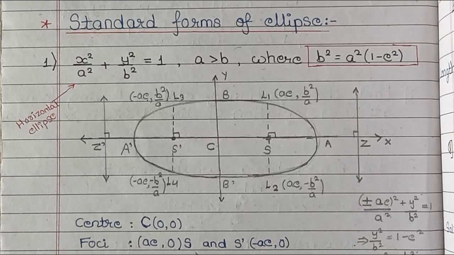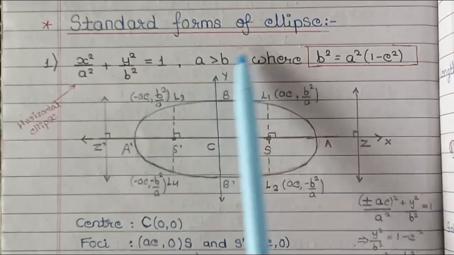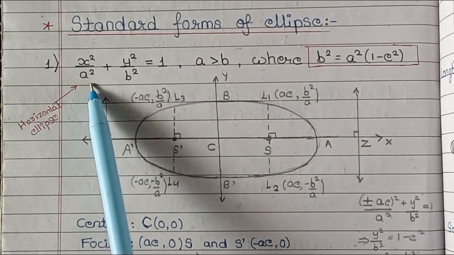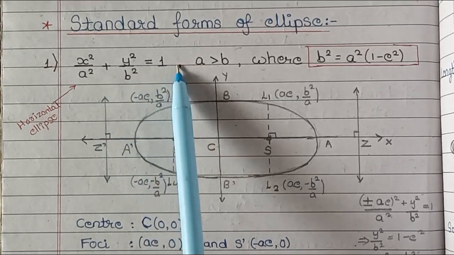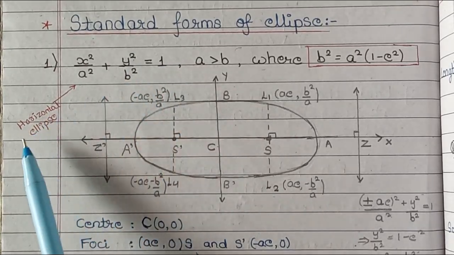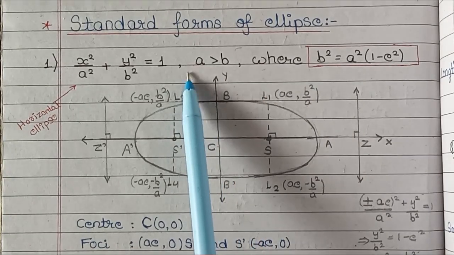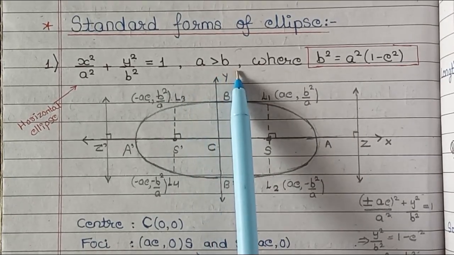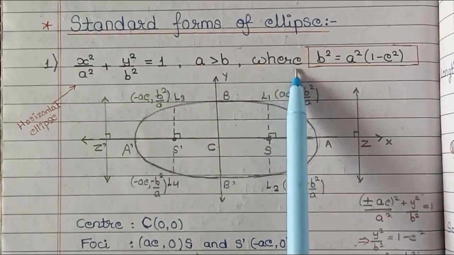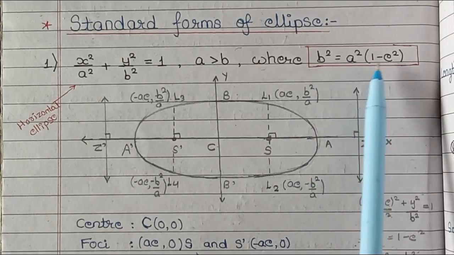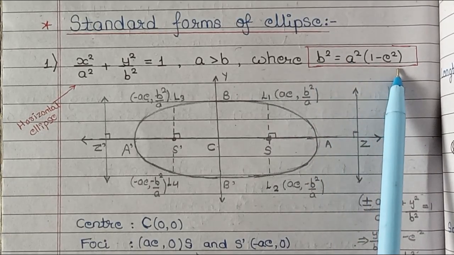Today we will be starting with the next topic of our chapter, ellipse, which is the standard forms of ellipse. So first is x square by a square plus y square by b square is equal to 1. This is known as a horizontal ellipse because the value of a is greater than b, and we can say b square is equal to a square in bracket 1 minus e square.